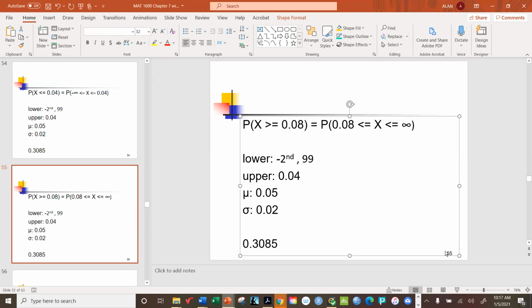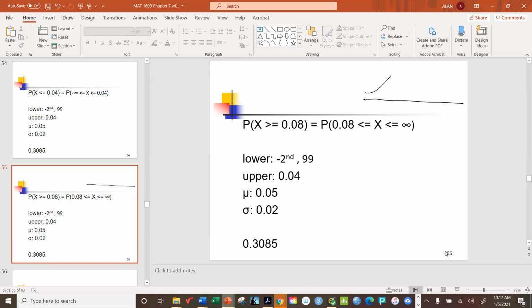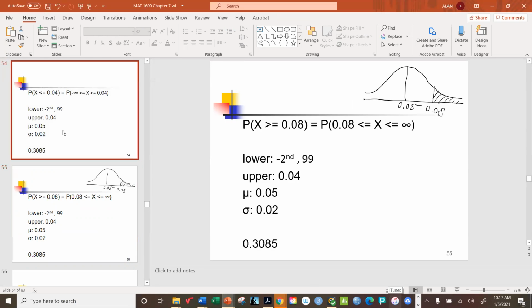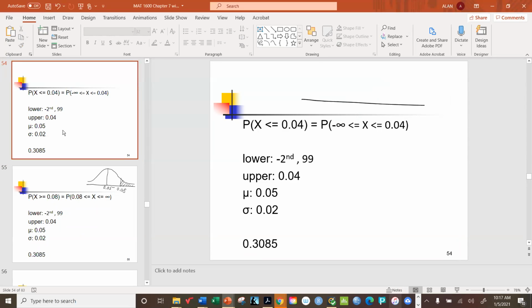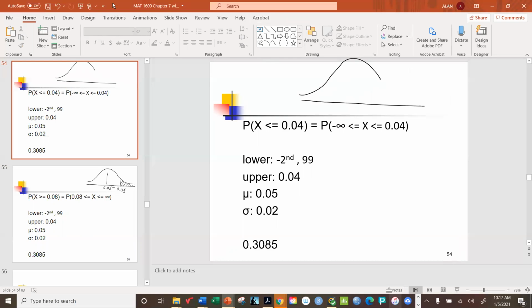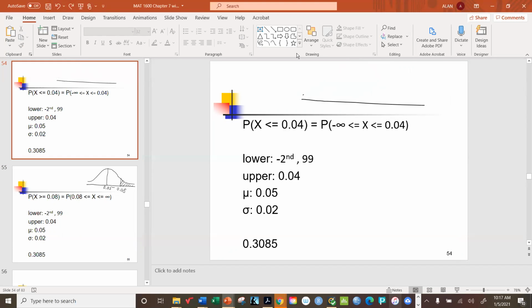In other words, where the mean is 5, we're looking for the area above 8. So we have to change the interval. Now this one, remember, was everything from 0.04 down to negative infinity. There we go, that's a little better.